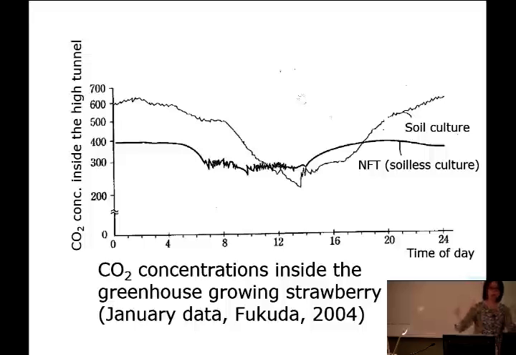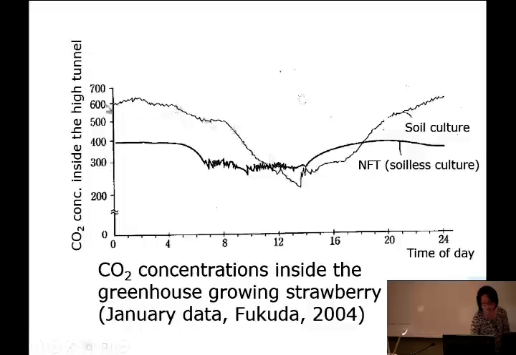So if the greenhouse is closed entirely, I'm not sure. I probably don't think the generation of CO2 from the soil would supply enough CO2 for the plants. And this one is actually showing the two different systems, soil-based and soilless, over time. And you can see that soil culture maintains the CO2 concentration relatively higher during the time radiation is low.